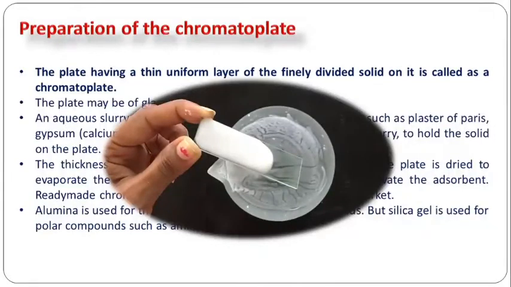So in this way, see here how to generate the chromatoplate. This is the slurry prepared in the beaker by using silica gel or whatever the solid material on which we have to generate a slurry.